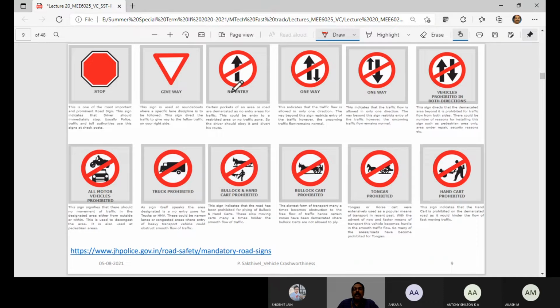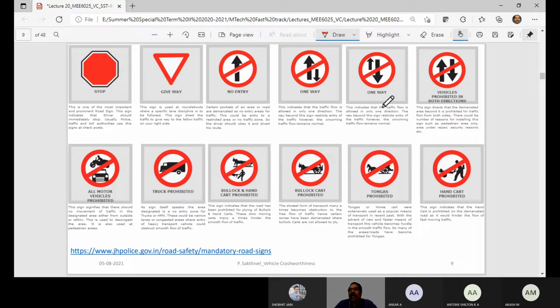So, see, there should be a no entry sign. We should understand the one-way sign, and there's one way ahead, one way this side, and you can read this. I would upload this, and you can read the indication given. So there will be one way here. What is the difference? This indicates that traffic flow is allowed in one-way direction. The way beyond this sign restricts entry of the traffic. However, oncoming traffic flow remains normal. Right? So what is the difference between these that you just need to see?